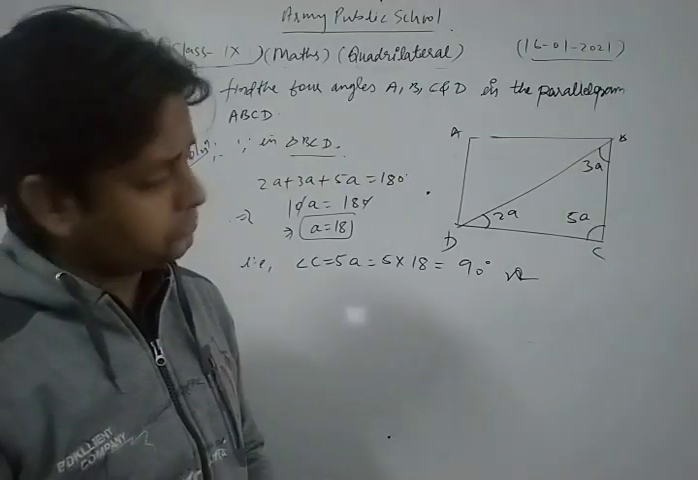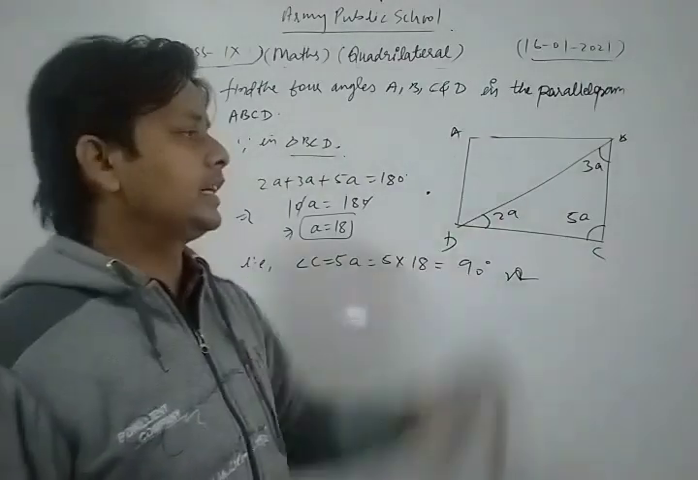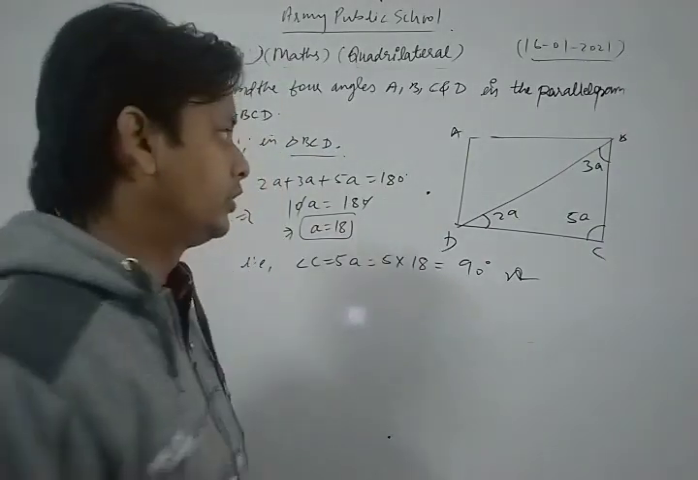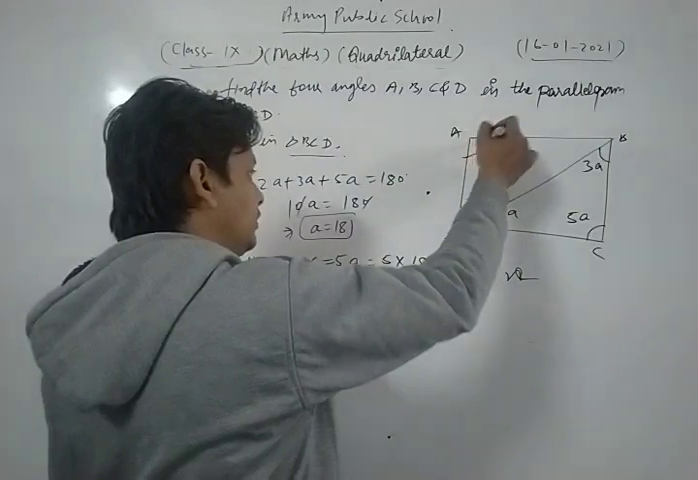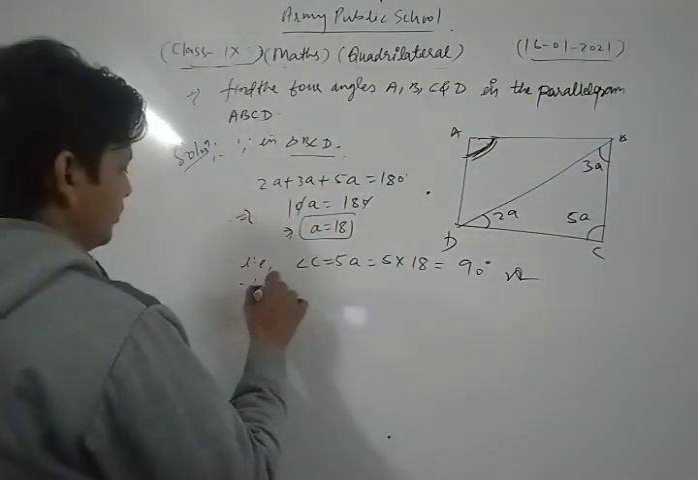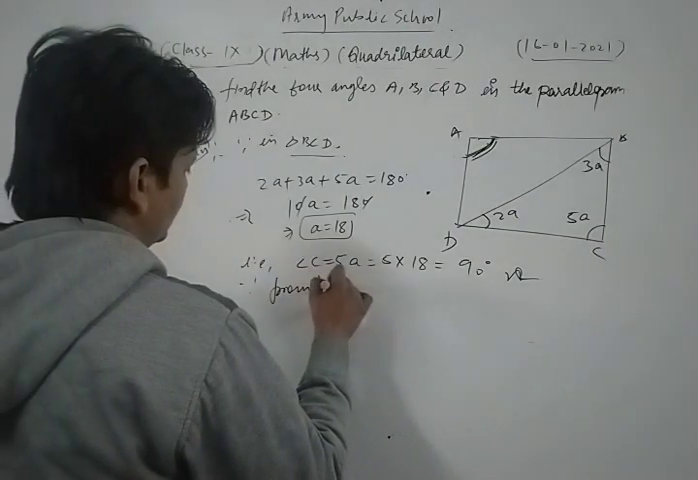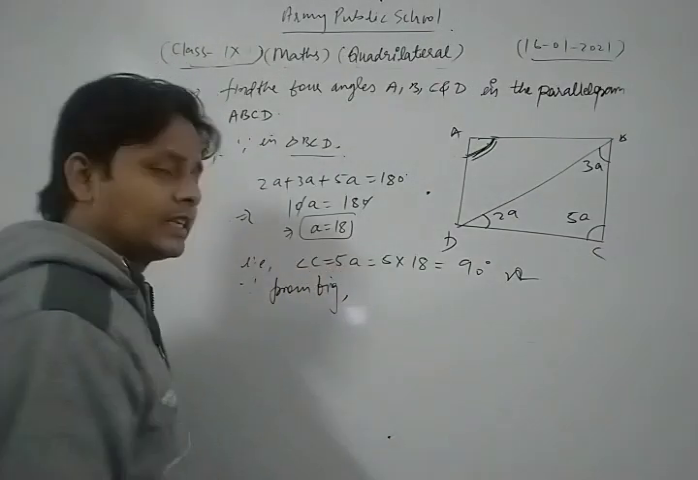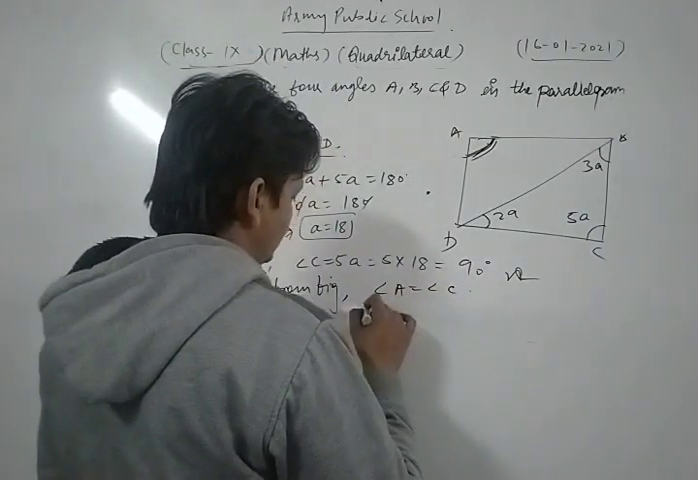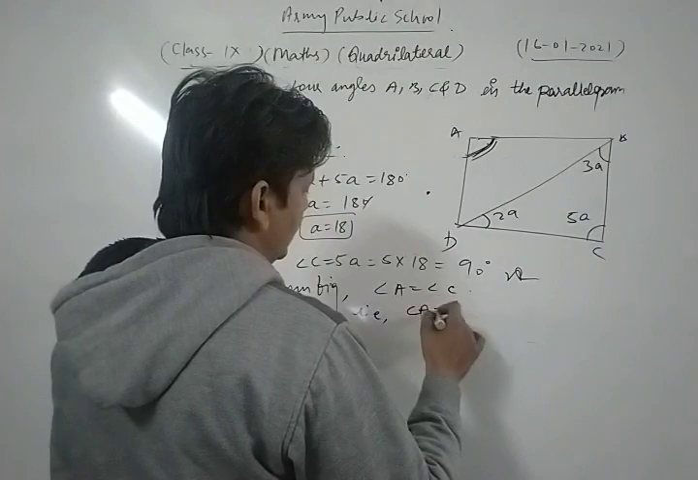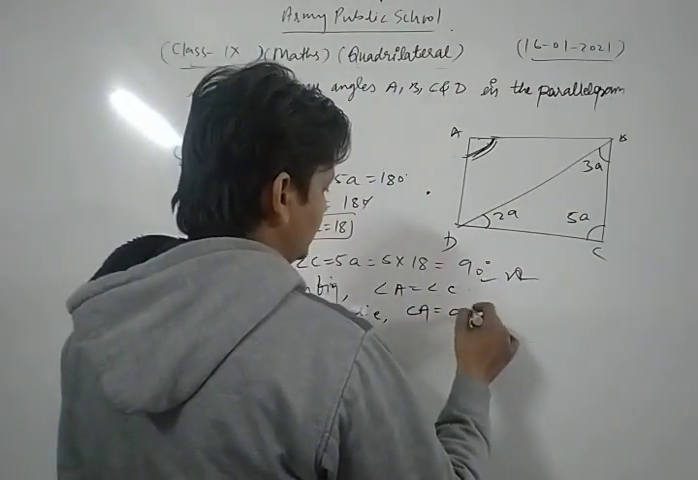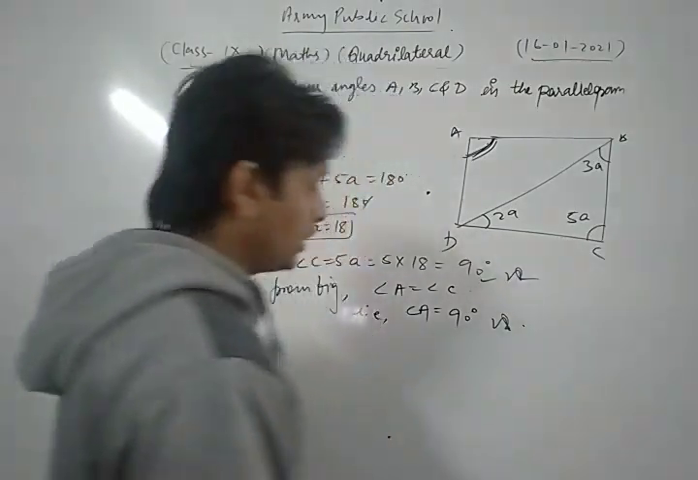Second thing, dear students: we know that the opposite angles of the parallelogram are equal to each other. I just discussed the theorem based on the parallelogram in which our opposite angles are equal. Since from the figure, or by the concept of parallelogram, we have angle A is equal to angle C, which is 90. So angle A is also equal to 90. This is another answer.